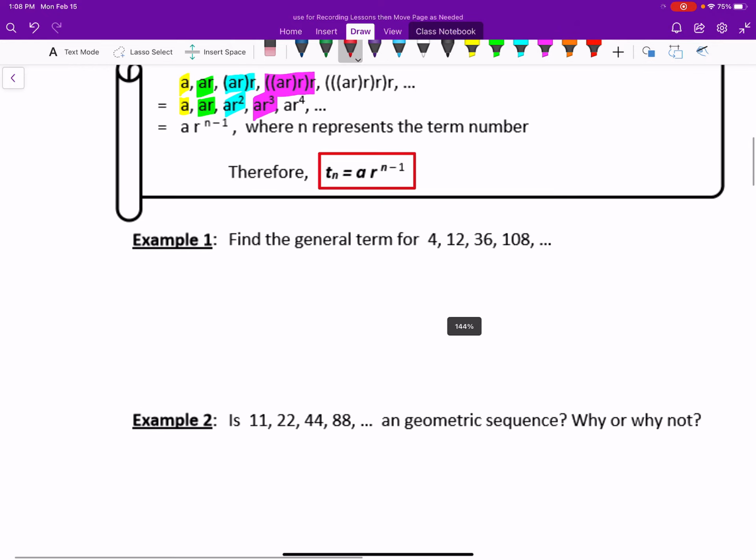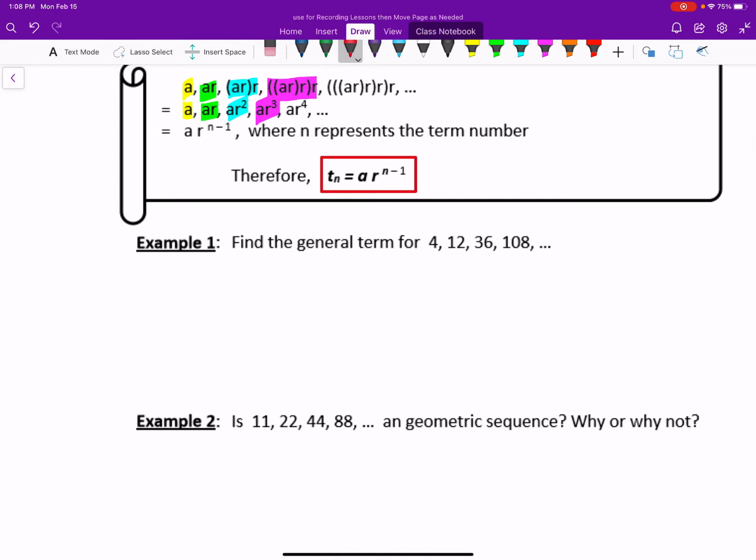So find the general term for this sequence. Anytime we have a sequence, we need to look at whether it has a common difference or common ratio. Looking at this one, I can see that it's multiplied by 3 each time. 4 times 3 is 12. 12 times 3 is 36. 36 times 3 is 108. So not a common difference, a common ratio of times 3.